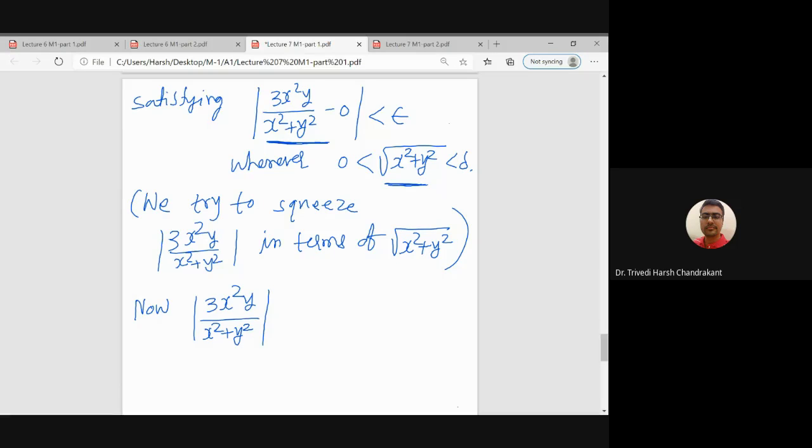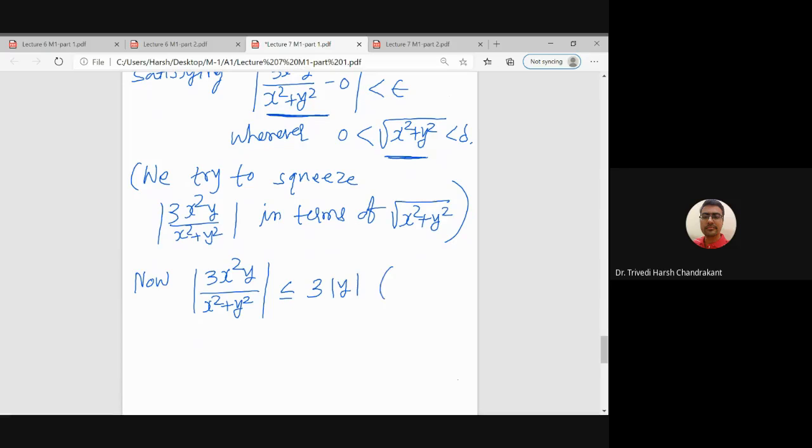So we know the relation that x square is always less than or equal to x square plus y square, right? So that we can use here. If x square is less than or equal to x square plus y square, then x square divided by x square plus y square is less than or equal to 1. So therefore this is less than or equal to 3 times modulus of y.